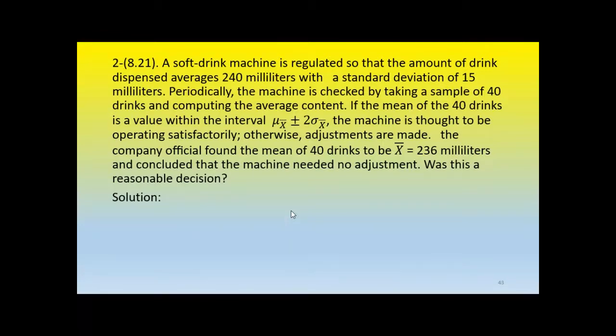A soft drink machine is regulated so that the amount of drink dispensed averages 240 milliliters with a standard deviation of 15 milliliters, isn't it? So the average of the population is 240 ml, and the standard deviation of this population, sigma, is 15 ml.